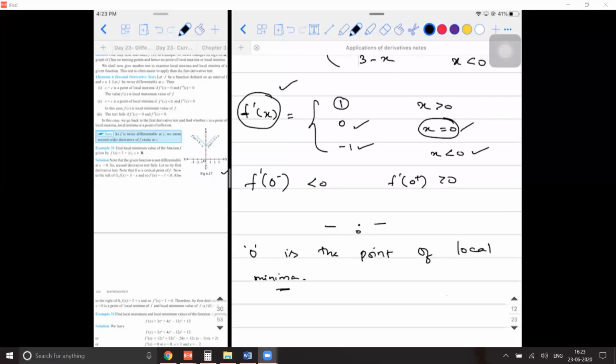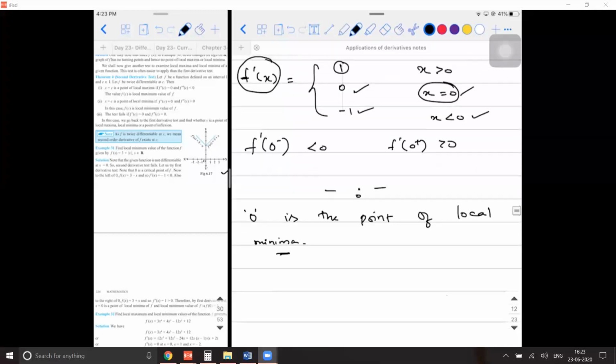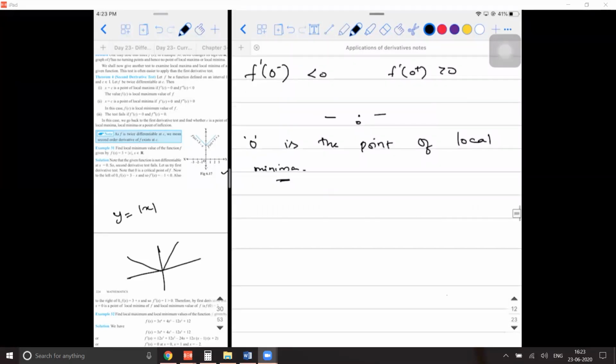Is it clear? No. How to verify this graphically: if you know the graph, it will be very easy for you guys. Can someone tell me what is the shape of the graph for y is equal to mod x? V shape. It's a V-shaped graph which is passing through the origin. So if I draw the graph for y is equal to mod x, it will be like this.